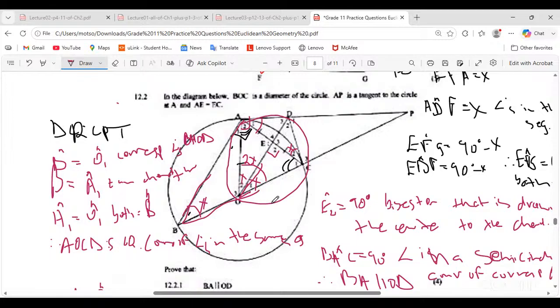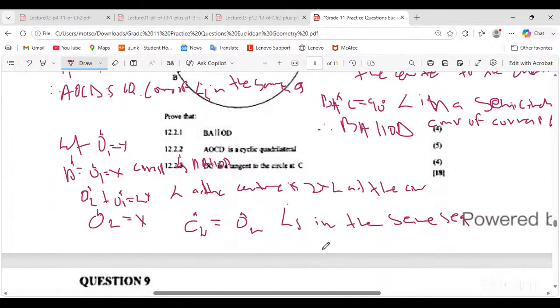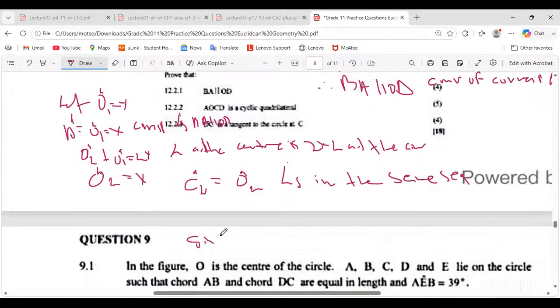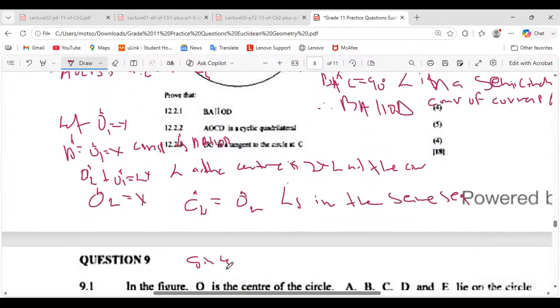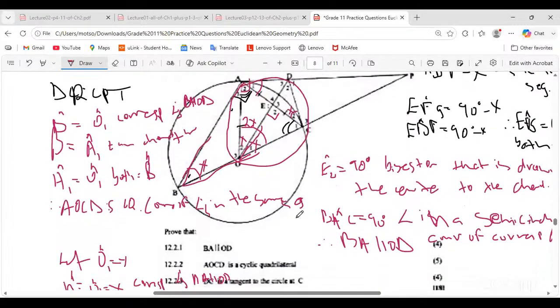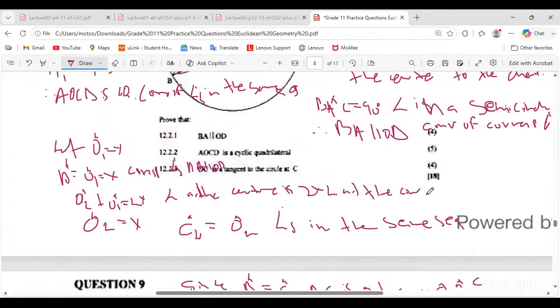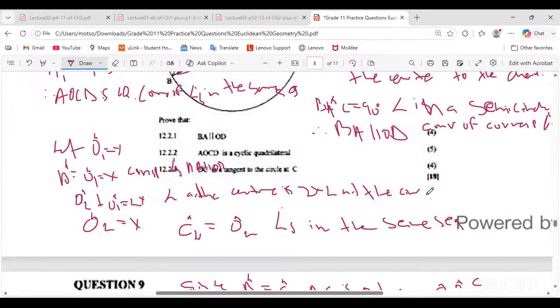Now, how does a tan chord work? This is an x, that is an x. I will say, since B, which is this one, is equal to C2, then DC is a tangent at C. That is the converse of the tan chord theorem.